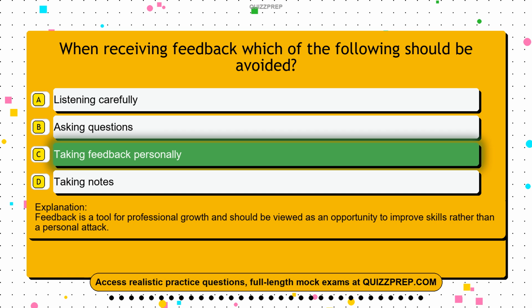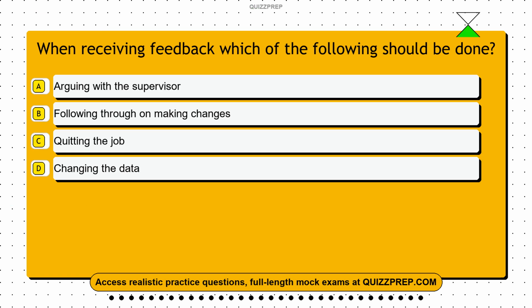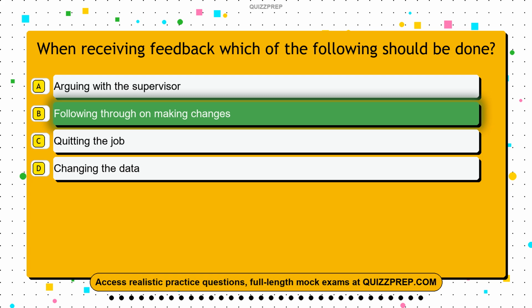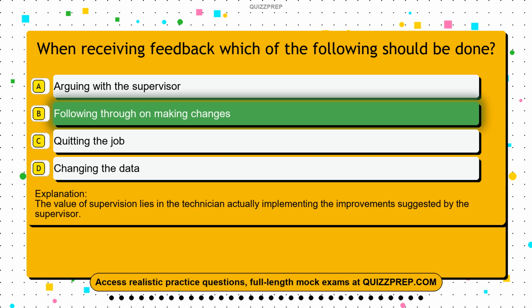personal attack. Question 24. When receiving feedback, which of the following should be done? Option A, arguing with the supervisor. Option B, following through on making changes. Option C, quitting the job. Option D, changing the data. The correct answer is option B, following through on making changes. The value of supervision lies in the technician actually implementing the improvements suggested by the supervisor.